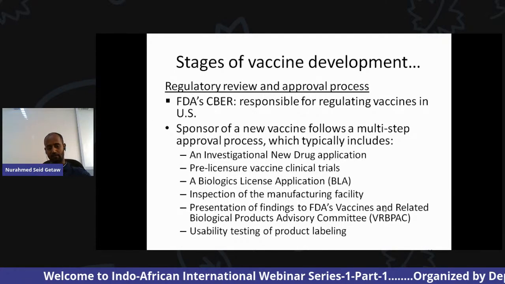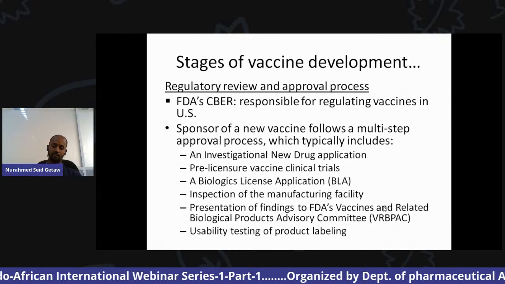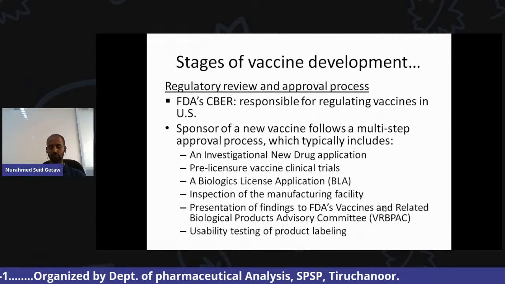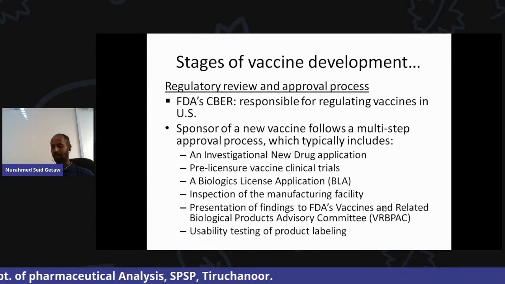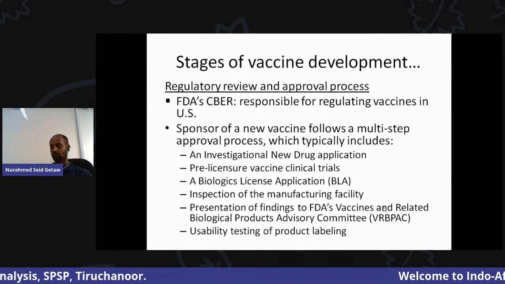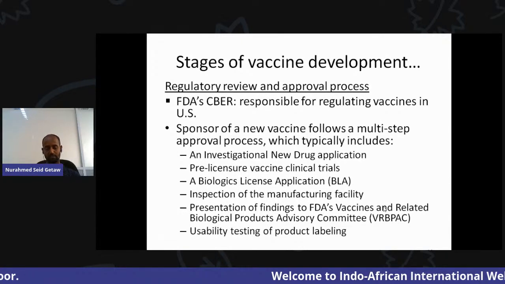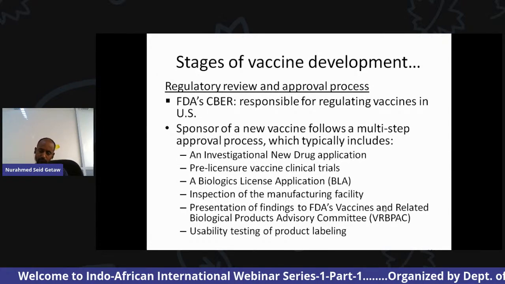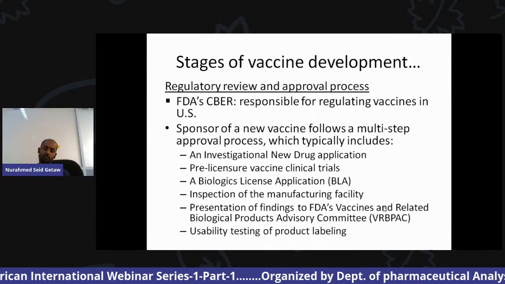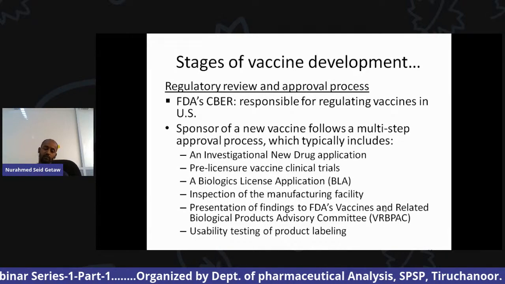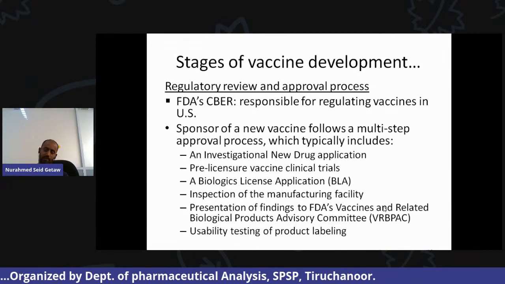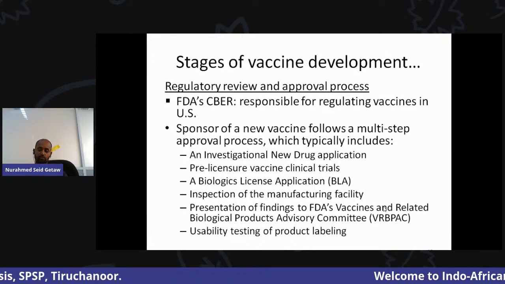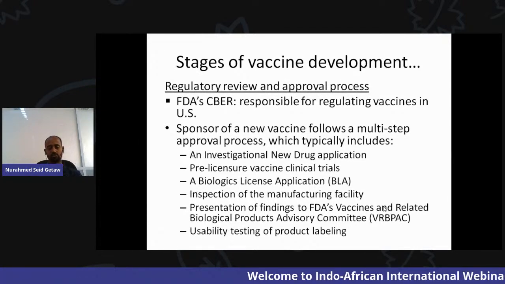All of these are regulatory hurdles. And the first one is an IND application, or investigational new drug application, as I have already mentioned. In pre-licensure vaccine clinical trials, it is a permit to conduct vaccine clinical trials on humans. Then the biologics license application: after the clinical trials, if it's still promising, it's nearing the licensing stage. So that's why they will apply for the biologics license application.